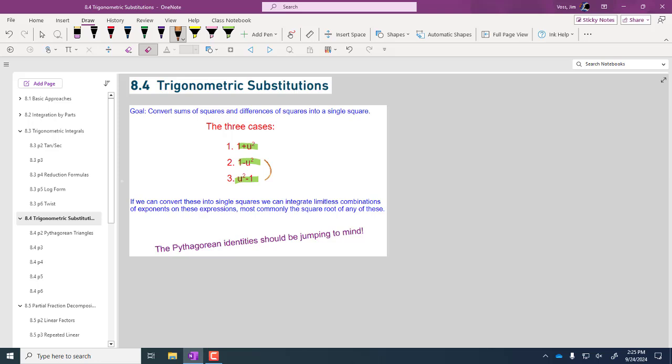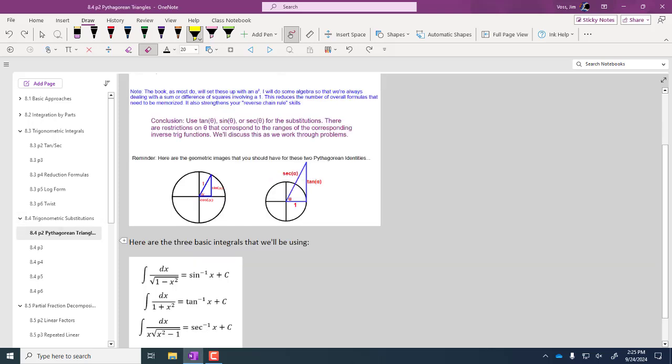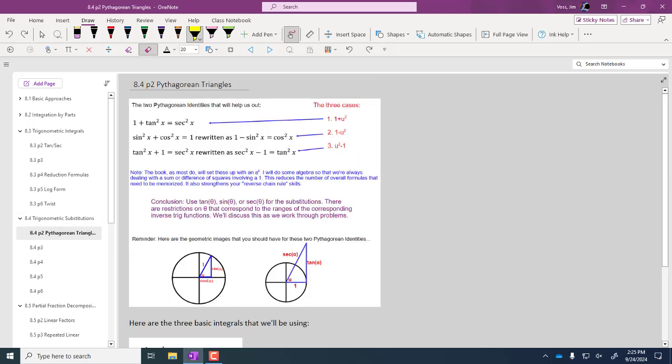Okay. And of course, the Pythagorean identities should be jumping out at you. You should be thinking about the Pythagorean identities, and here is what we're going to do with them. These three forms that we're going to see right here are going to lead to three different trigonometric substitutions. And we are only going to use three.